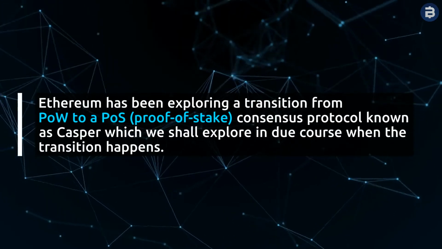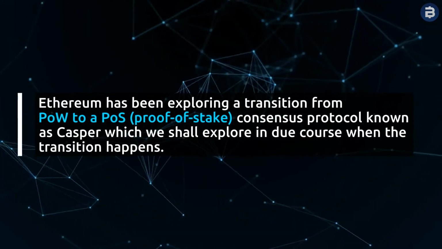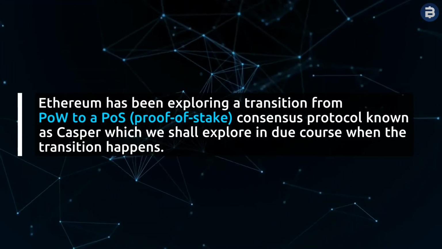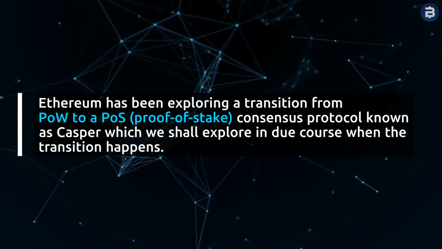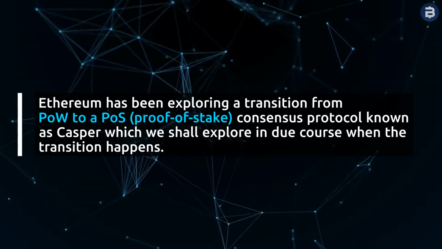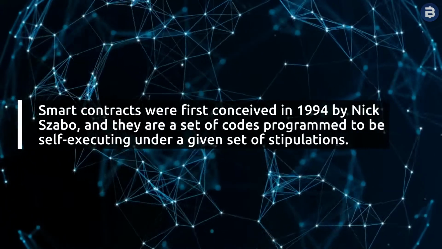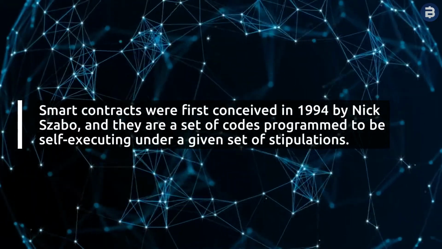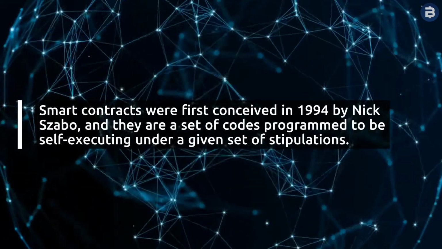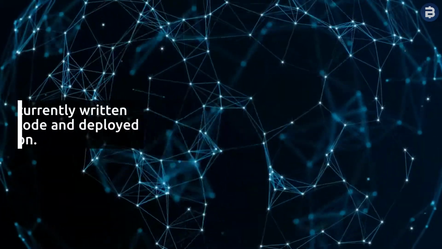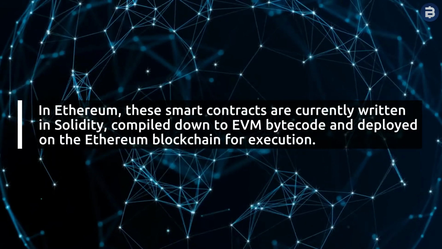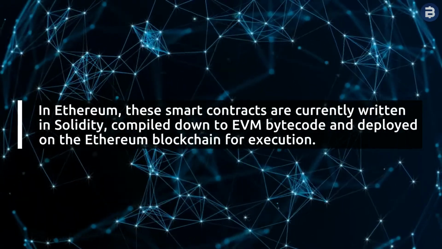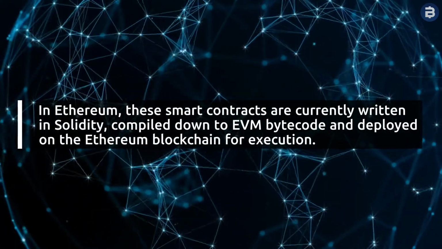Ethereum has been exploring a transition from POW to POS, Proof-of-Stake Consensus Protocol, known as Casper, which we shall explore in due course when the transition happens. Smart contracts were first conceived in 1994 by Nick Szabo, and they are a set of codes programmed to be self-executing under a given set of stipulations. In Ethereum, these smart contracts are currently written in Solidity, compiled down to EVM bytecode, and deployed on Ethereum blockchain for execution.